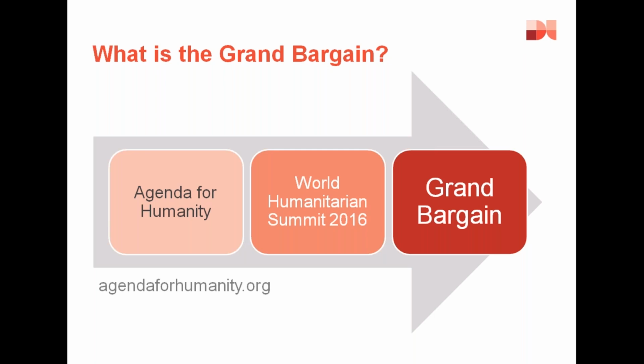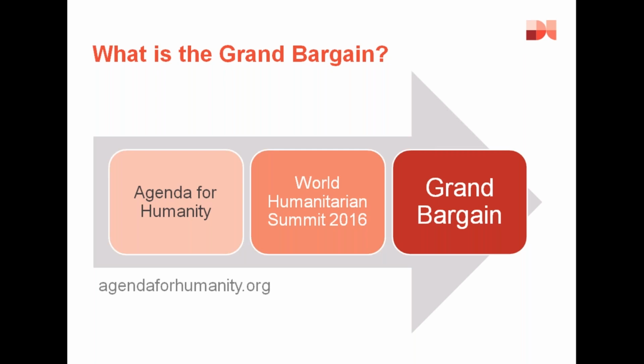The Grand Bargain was one of these initiatives. It was first proposed by the UN Secretary General's high-level panel report on humanitarian financing as one of the solutions to address the humanitarian financing gap. The panel recognized that in order to close the humanitarian financing gap, there's a need for greater efficiency and effectiveness in the way that it's being spent.